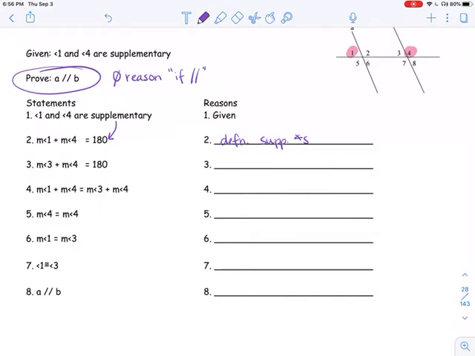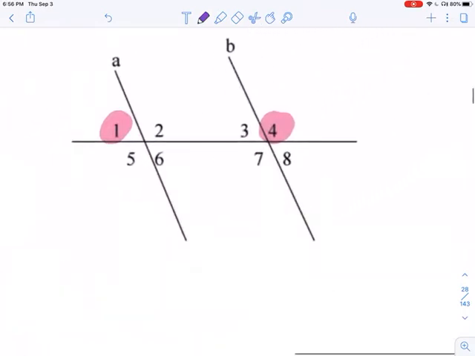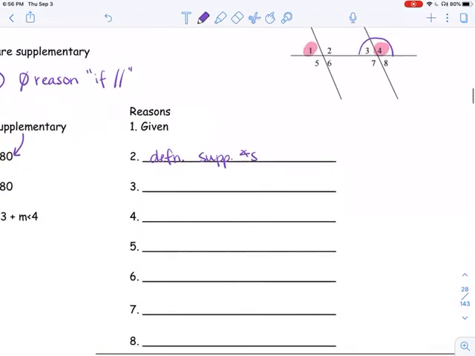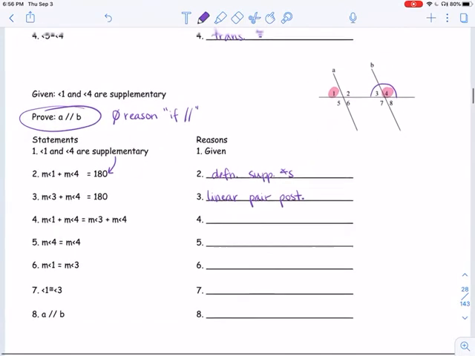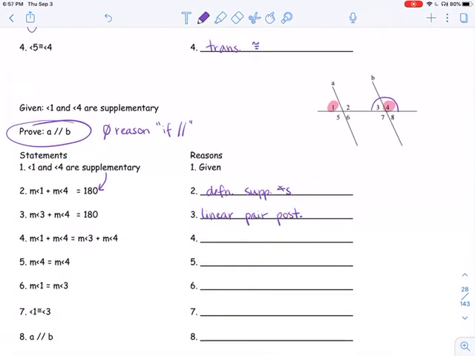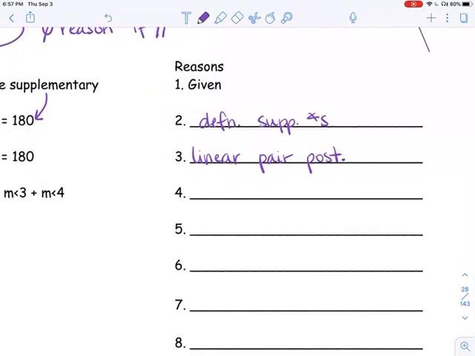The measure of angle 3 plus the measure of angle 4 is equal to 180. If I look at 3 and 4, I see that those two are a linear pair. So this is our linear pair postulate. You could also put if linear pair, then supplementary. Because both of those are equal to 180 degrees, I can set them equal to one another. So this could be our transitive property of equality, or it could also be substitution.